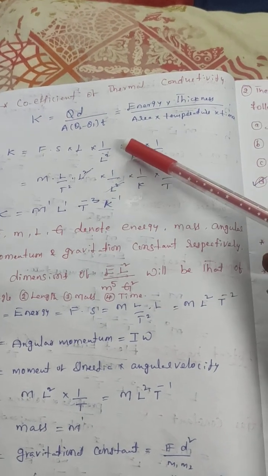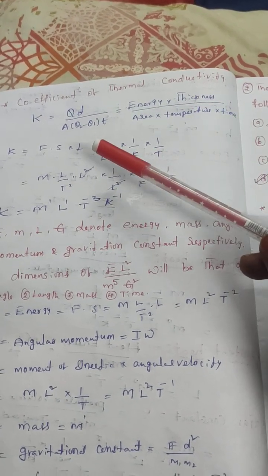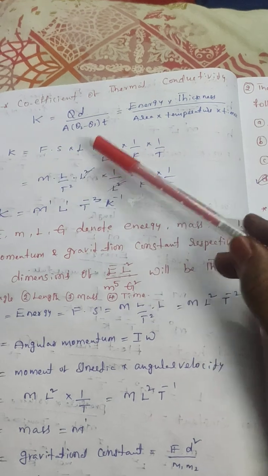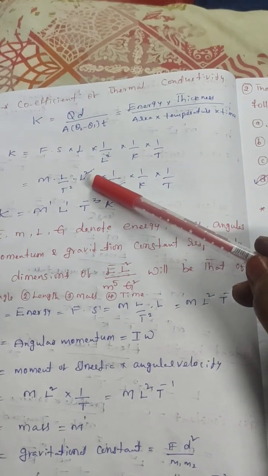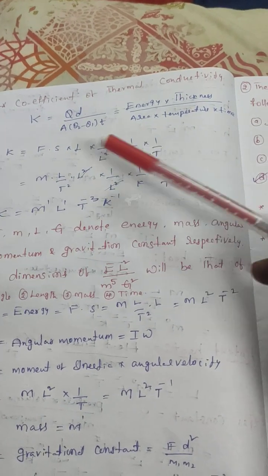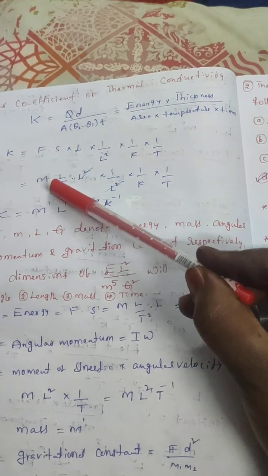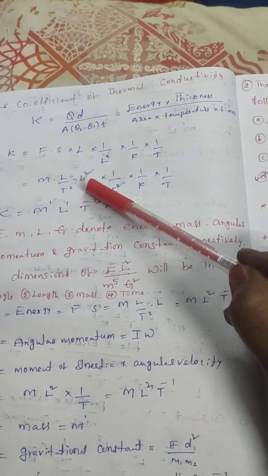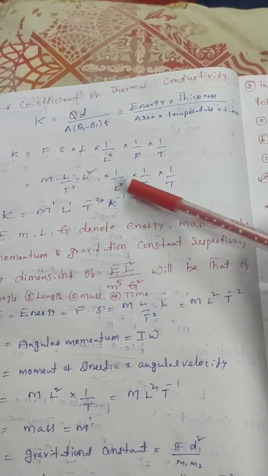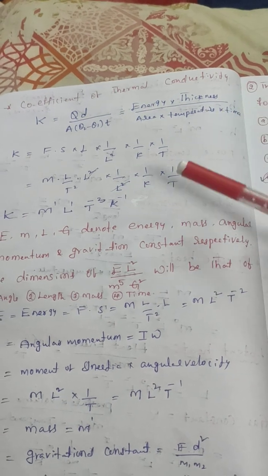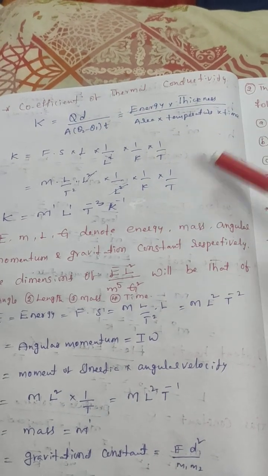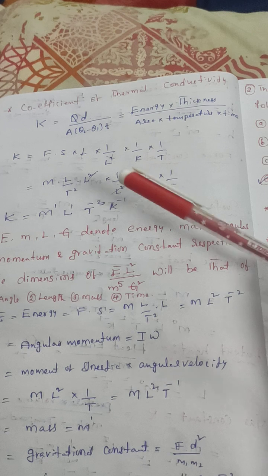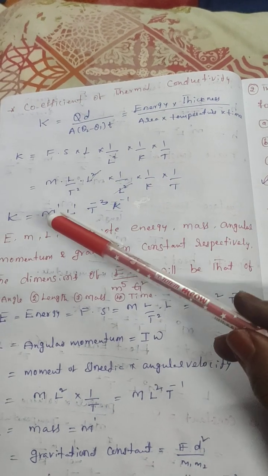Next, thickness is L, so L into L, L square. Force into L into L gives L square. Area is L square. Temperature difference means temperature K. Time is T. Now L square gets cancelled.